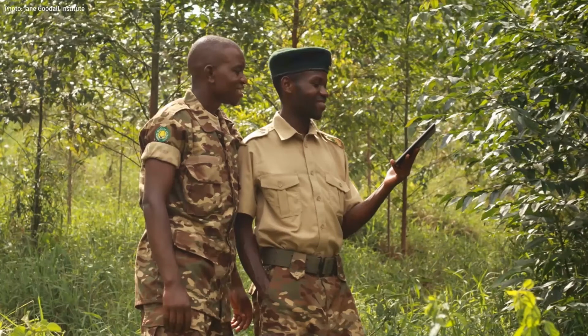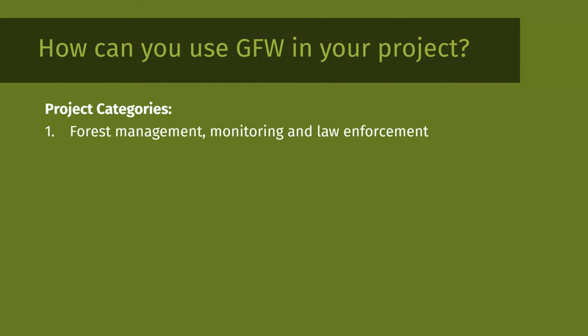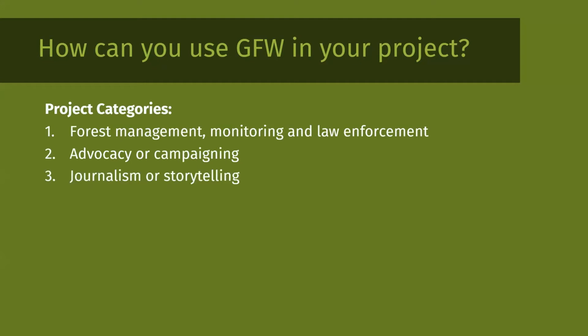All right, so I'll now pass it back over to Colton to talk you through some potential ideas and categories for your projects. So when applying to the Small Grants Fund, you'll want to consider how you can use Global Forest Watch tools in your project. And so here are some of the types of project categories that we tend to focus on: forest management, monitoring, and law enforcement; advocacy or campaigning; journalism or storytelling; education and training or capacity building; community engagement.